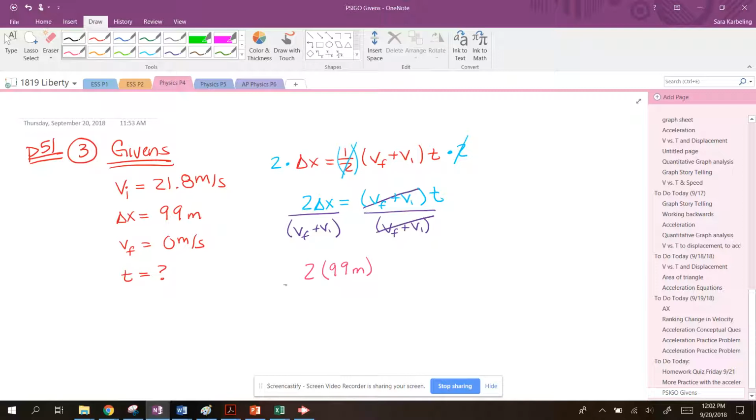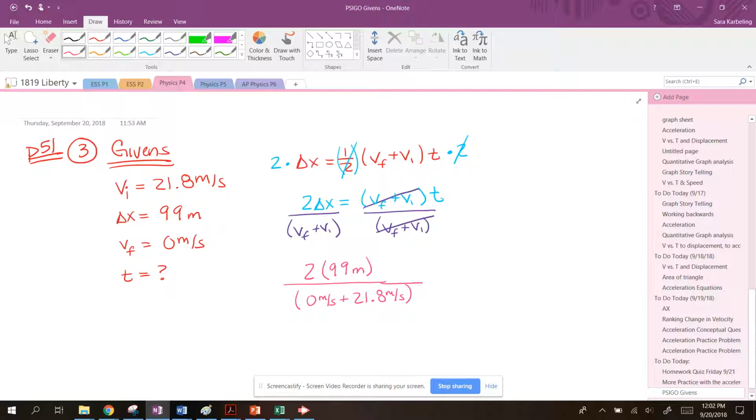99 meters. Here we go. VF is 0. That's nice. 21.8 meters per second. You have those calculators out for a reason. That's exciting. You plug those numbers in. Plug those values in. I do want you to do this.